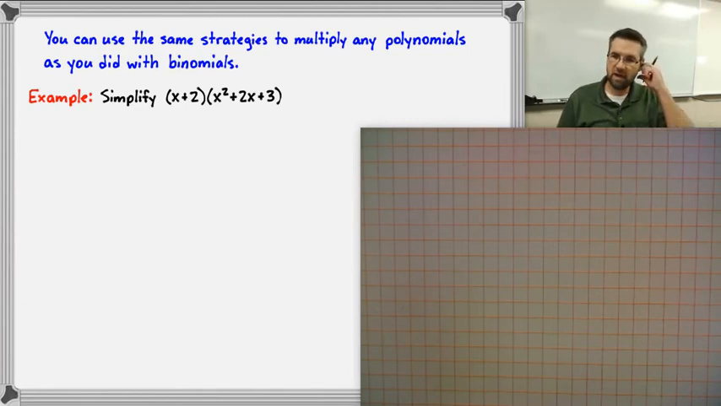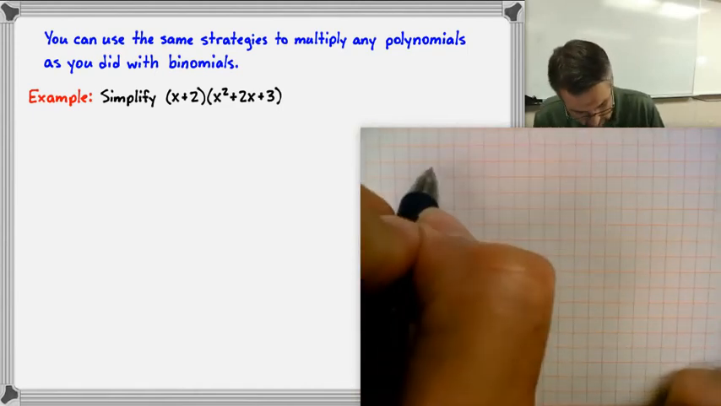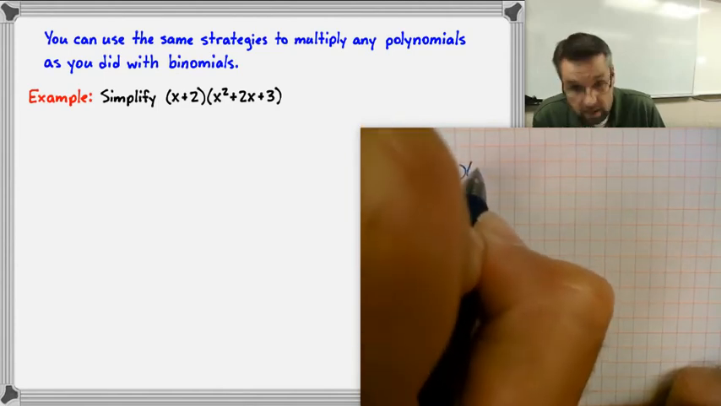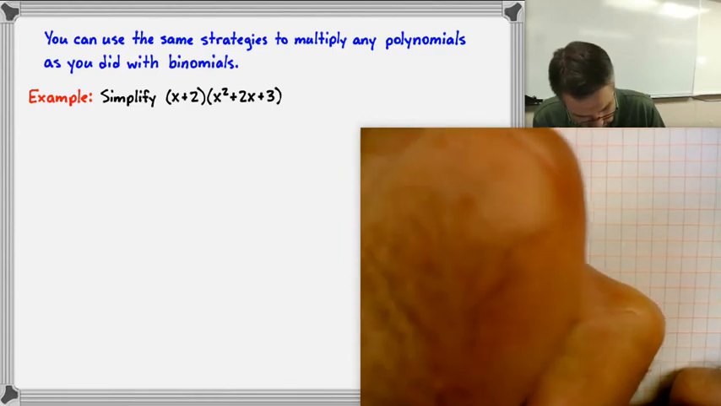It says simplify x plus 2 times x squared plus 2x plus 3. Well, this is a binomial times a trinomial, okay? So I'm going to go ahead and do this here. It should be on the right-hand side, and it's an example, okay? X plus 2 times x squared plus 2x plus 3.